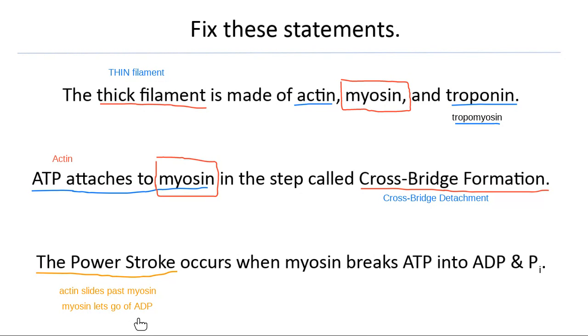So when we talk about the power stroke, this is not when myosin breaks down ATP to form ADP and inorganic phosphate. This is not when I chop up my energy source. In the power stroke, this is where I generate the power of movement. So when I'm pulling things past each other, I do it because I spit out ADP.